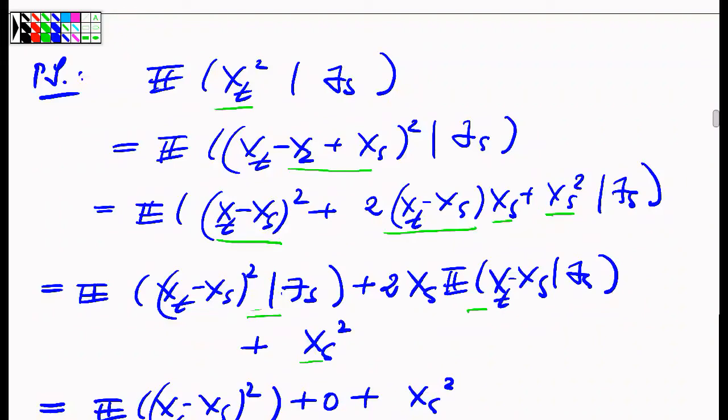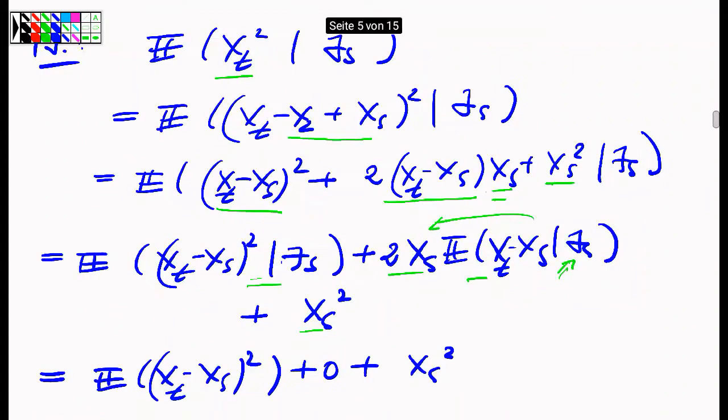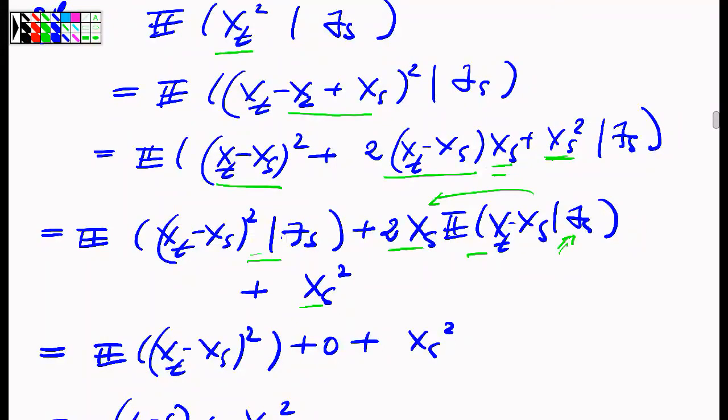The first thing is just this first summand. The second summand is the conditional expectation of this product of Xs and the difference, this increment. But the Xs is measurable with respect to Fs, so it goes to the front. It goes as a factor outside of the conditional expectation, and I'm left with the conditional expectation of the increment. And it remains the conditional expectation of Xs squared given Fs, which again by measurability is just Xs squared.